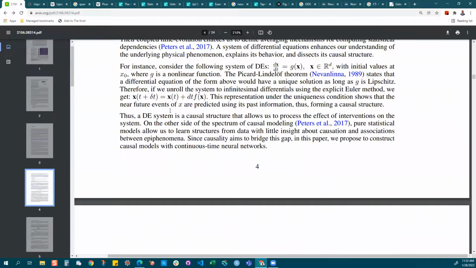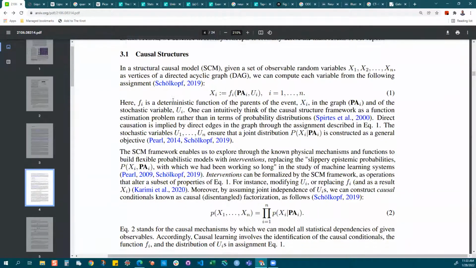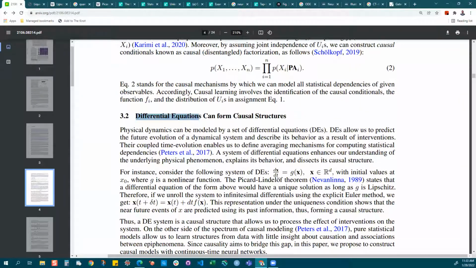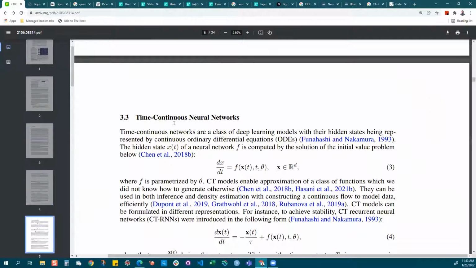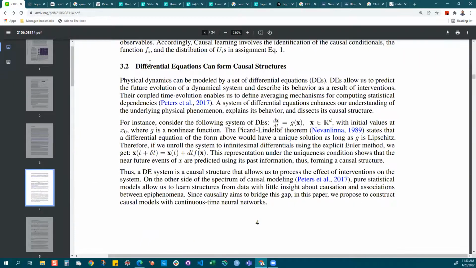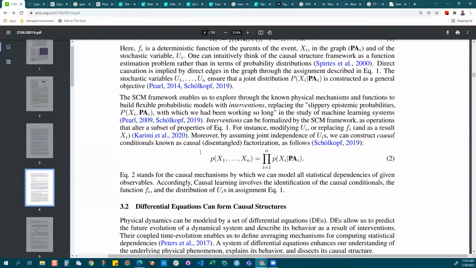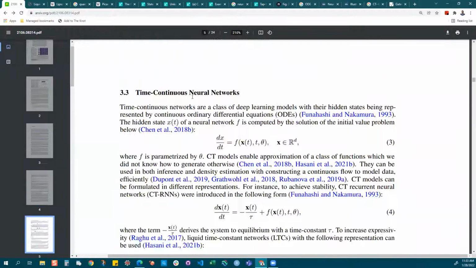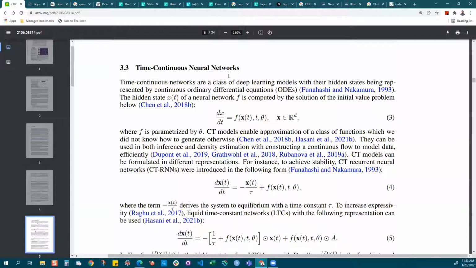Then after talking about what causal structures are and how differential equations can be a form of causal structures, they talk about neural networks and how time continuous neural networks can be formed as causal models using the two concepts they talked about over here and over here. So in a particular neural network, usually there is an activation function that is used and also there is a loss function that is used for forward and backward propagation.